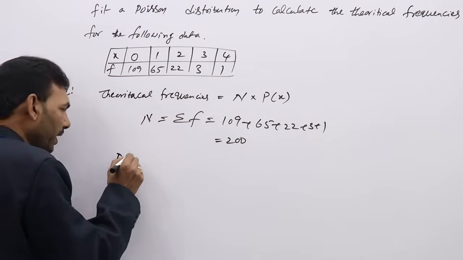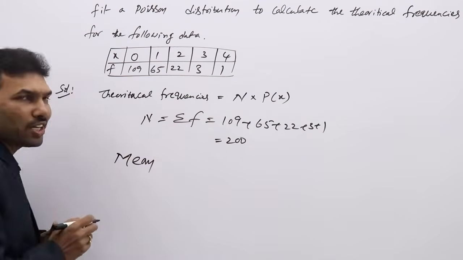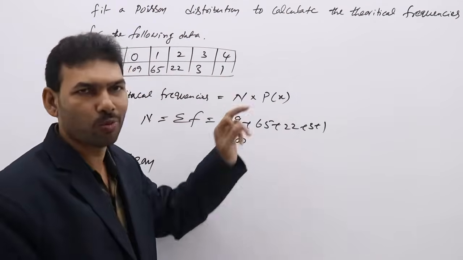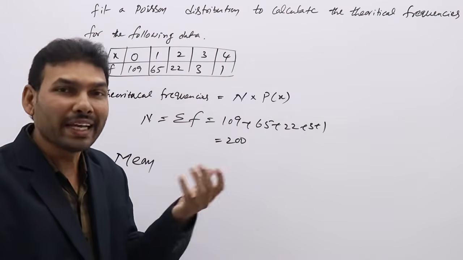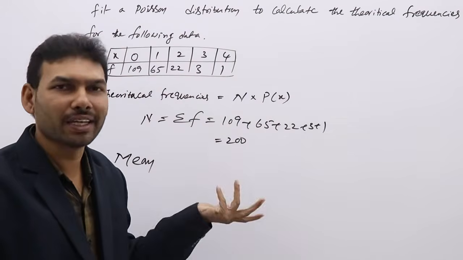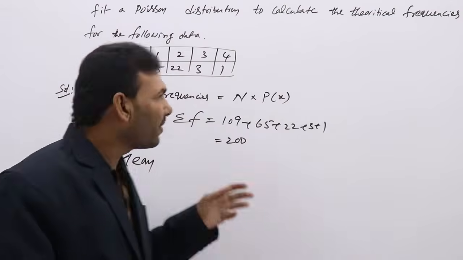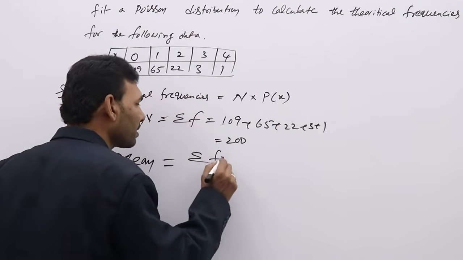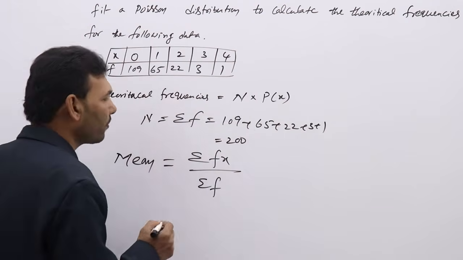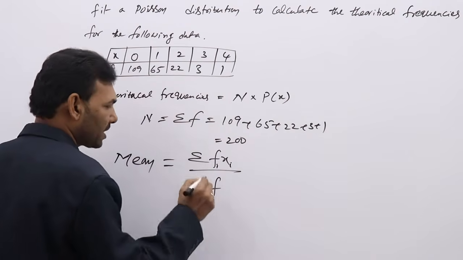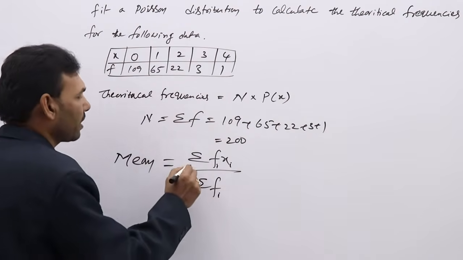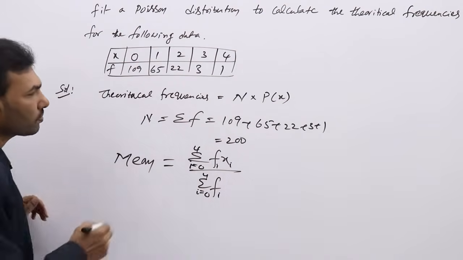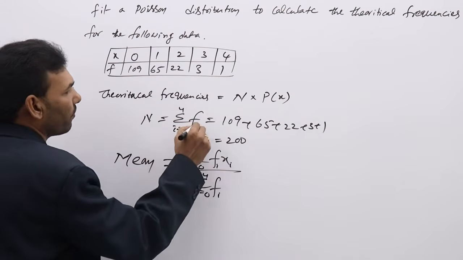Now we need the mean. Because this is Poisson distribution, we need lambda to find any probability, to calculate probability of x. In Poisson distribution, lambda is the mean. Whenever data is given like this, x and f, the formula to calculate mean is sigma fx by sigma f, or sigma fi xi by sigma fi, where i is from 0 to 4.